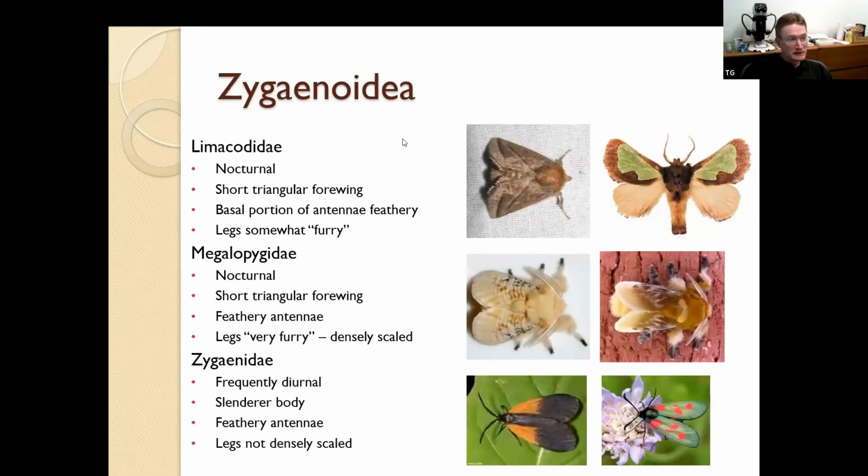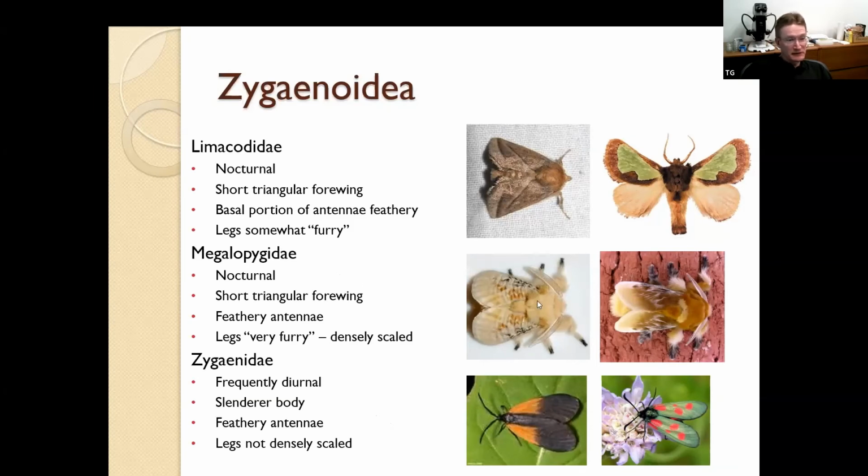So the Limacodids, a lot of these are brown or green with these sort of triangular forewings. There's a lot of really brightly colored green species that are really pretty distinctive. And I'll show you the larvae here on the next slide.